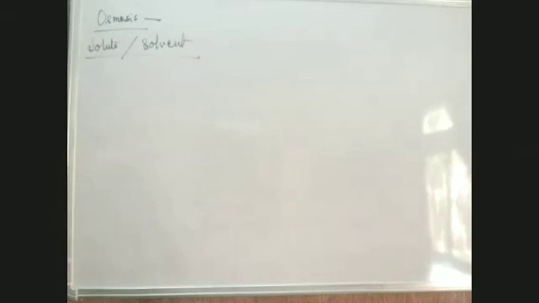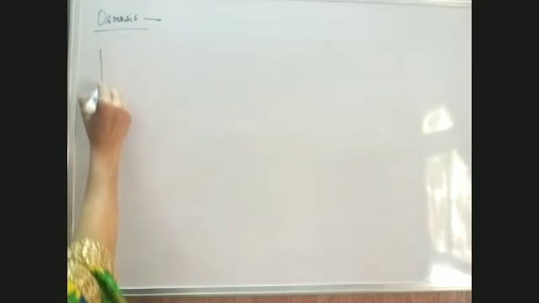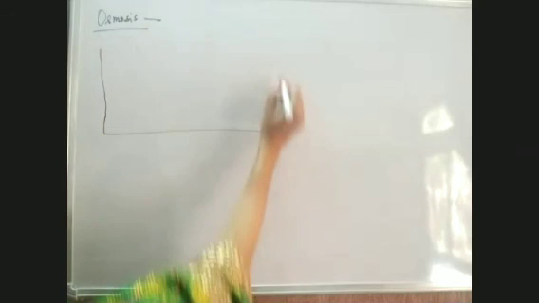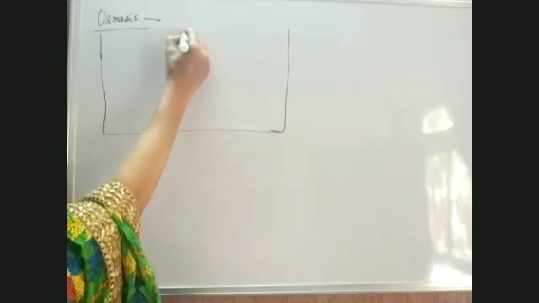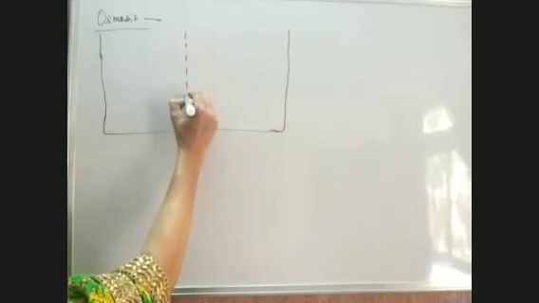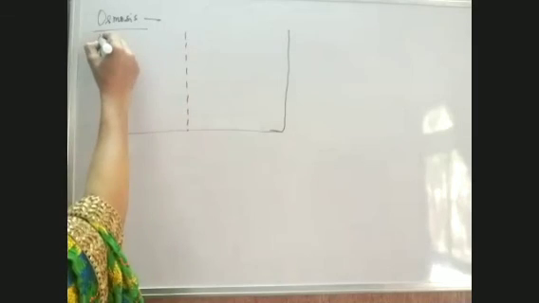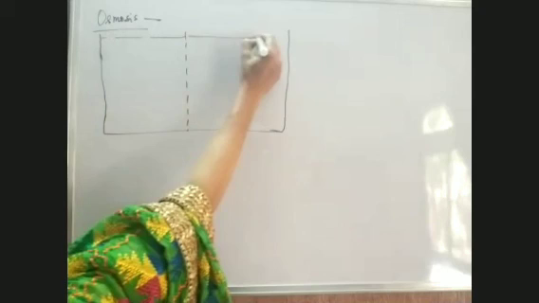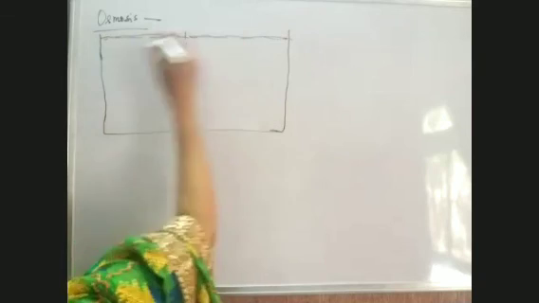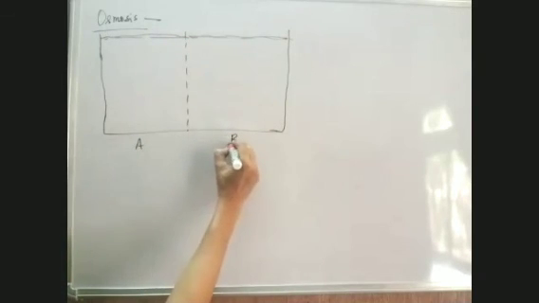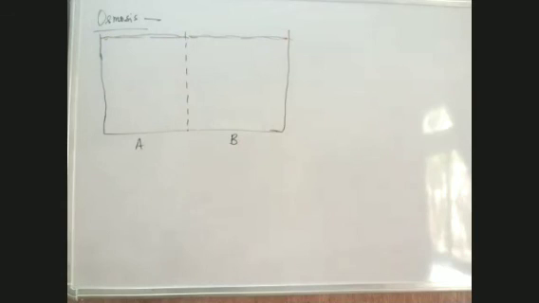Now, suppose we have a container. This container has two compartments, separated by a semi-permeable membrane. This is the semi-permeable membrane. Here we have water, a fluid, in it. This is container A, two compartments A and B of the container, separated by a semi-permeable membrane, and we have a solution in it.